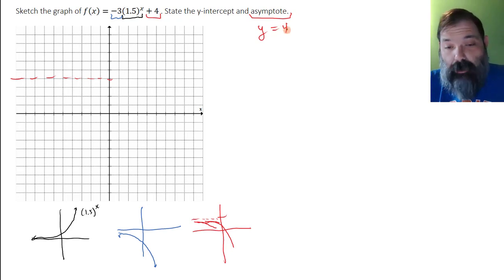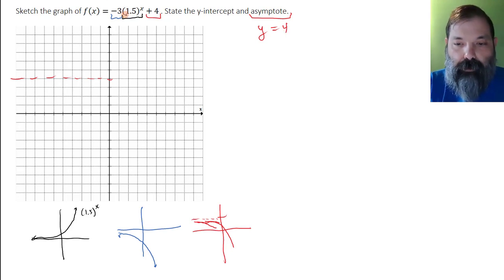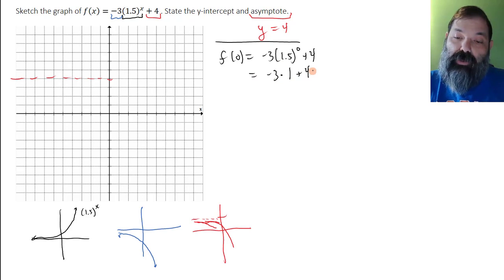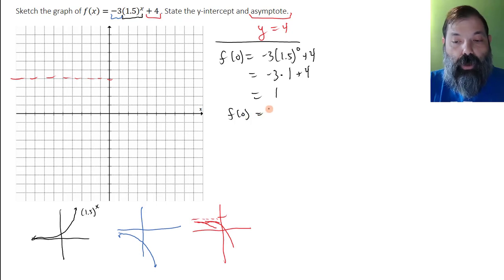We need to find the y-intercept, so let's find it. f of 0 would be -3 times 1.5 to the 0 plus 4. 1.5 to the 0 is 1. So we have -3 times 1 plus 4. Following the order of operations, that would be 1. f of 0 equals 1. So I know the y-intercept is the point (0, 1).